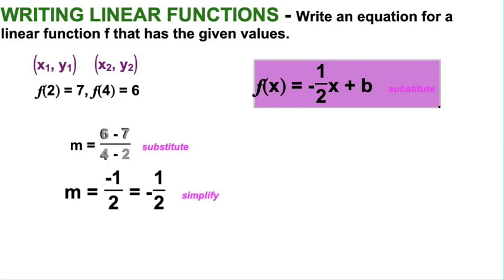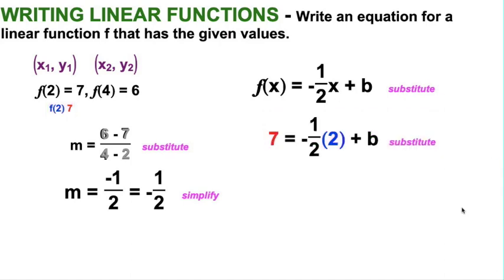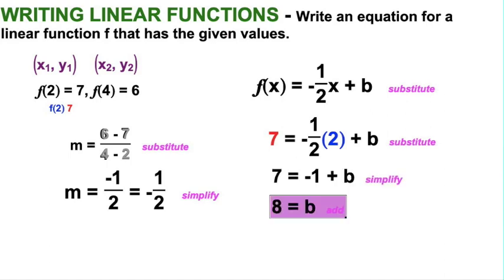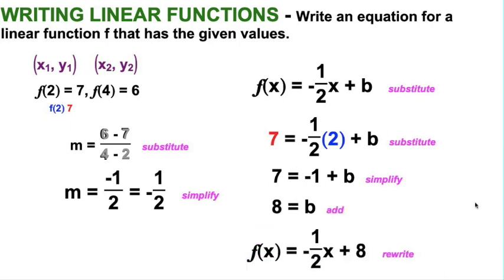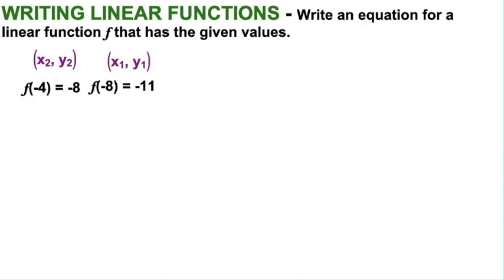So let's write it in function form. And now we can say, well, in this case, f of 2 is equal to 7. So I'm going to substitute in this way. We'll put the value of 2 here. We'll set that equal to 7, and we're going to show, again, just doing our algebra. -1/2 times 2, -1. Let's add 1 to both sides, and we found our y-intercept. And this time, we're going to write it in function form. Hey, that's kind of cool. All right, one more and we'll be done.